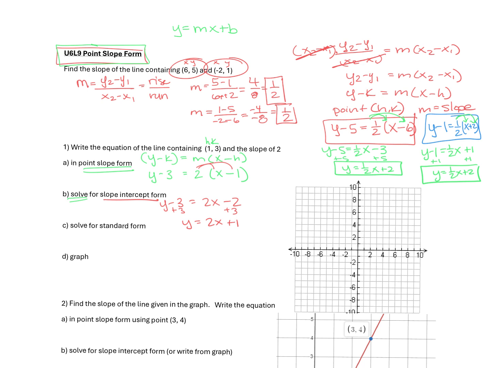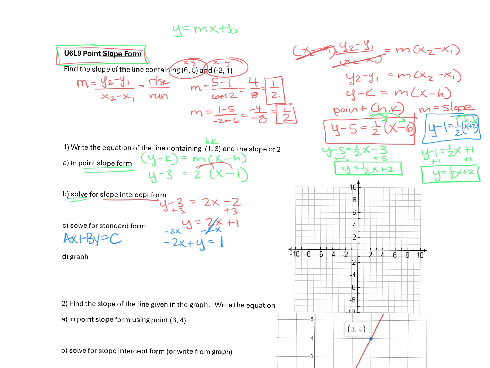So now C says to solve for standard form. If you go and look at your formula sheet, standard form is Ax plus By equals C. So my x and y terms are both on the same side of the equation, equal to my integer term. So if I want to take my red equation and put it in this form, I need to move my x term over with my y. So now I'm going to subtract 2x over here. And I get negative 2x plus y equals 1.